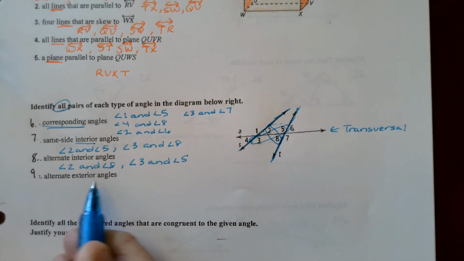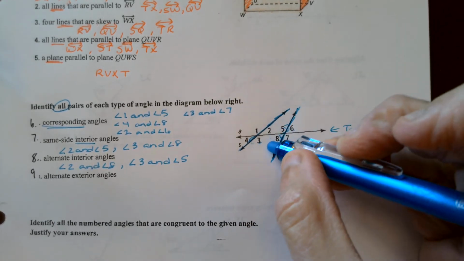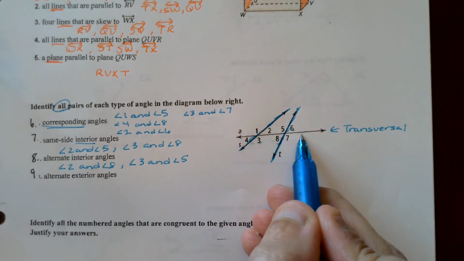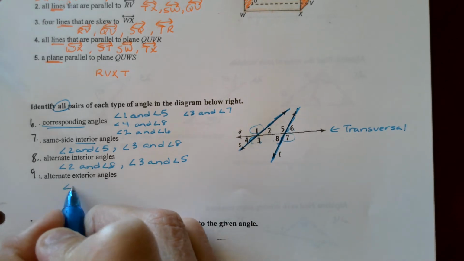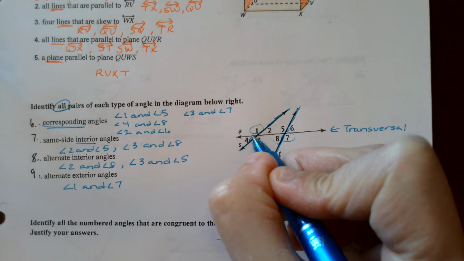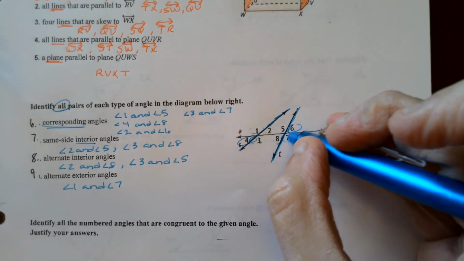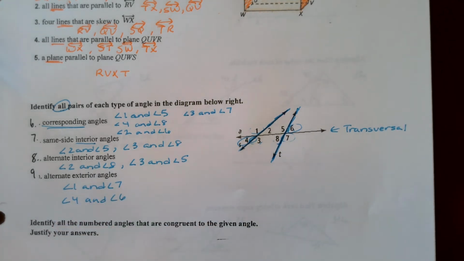Alternate exterior, so now these are all interior. So now we're going to go to the exterior, which is outside of those lines. And again, it's alternate, so it's on the other side of this transversal. So angle 1 and 7. And angle 4 and 6. All right, so those are different types. So you should be clear on all those.